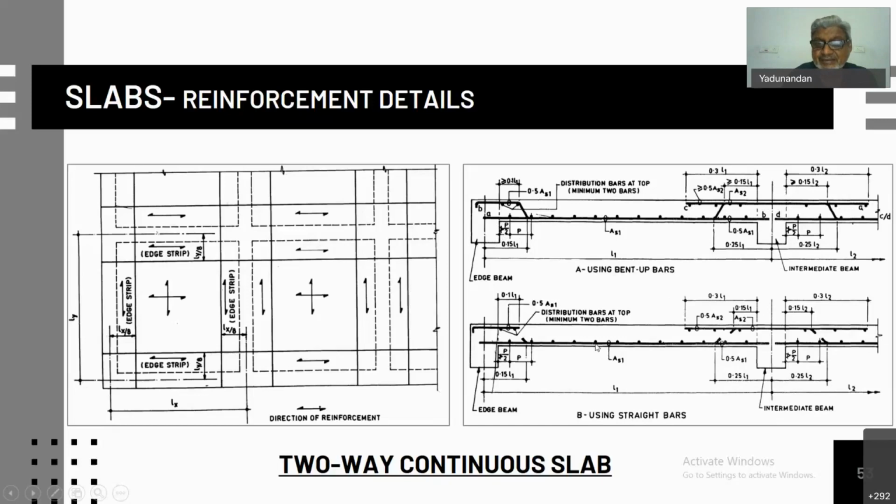And you can provide this in two ways. One is that the main bar can be bent up to provide that reinforcement alternately. Otherwise, you can provide a straight bar at the bottom here, and then a separate top bar is provided, supported on chairs, independent of the bottom reinforcement here.